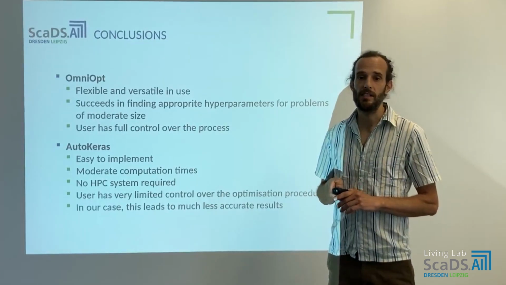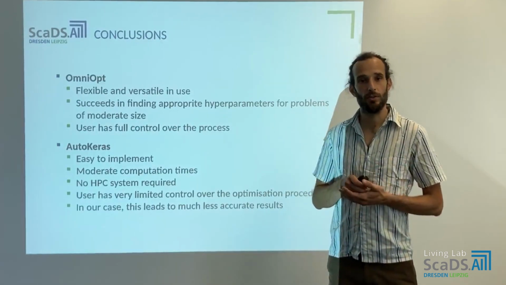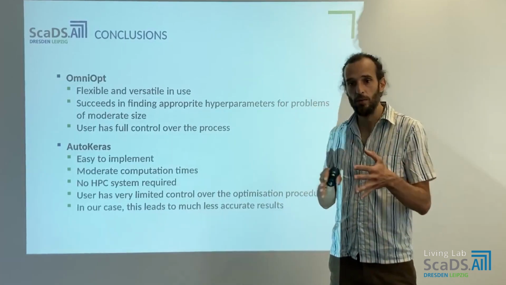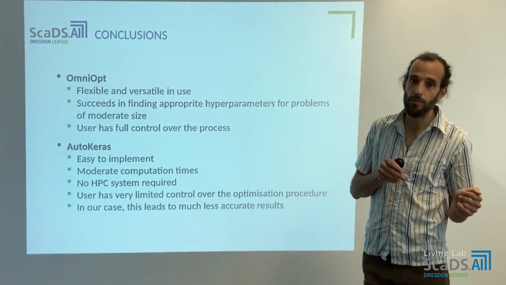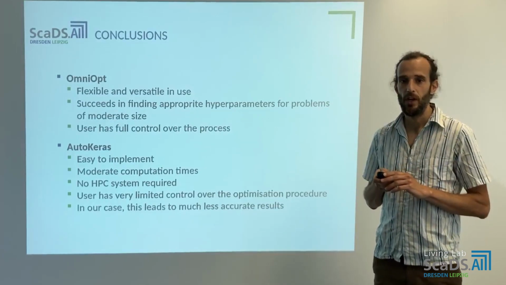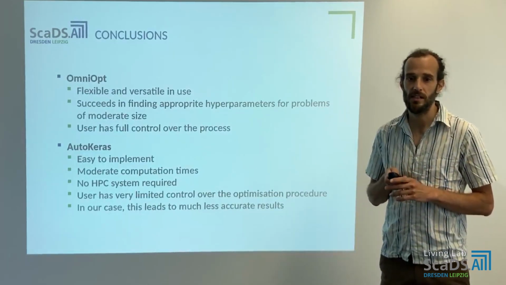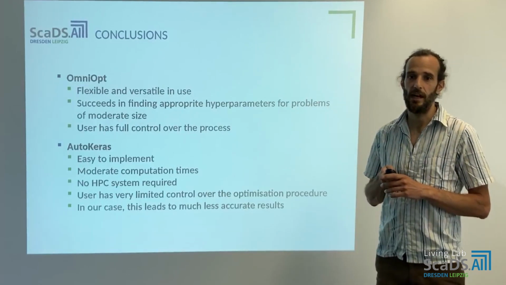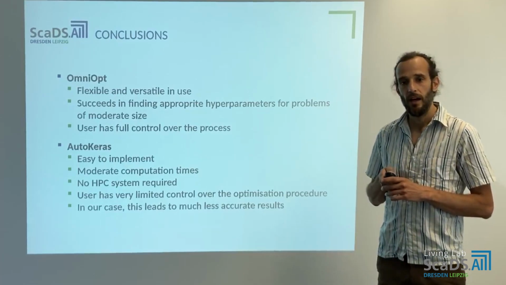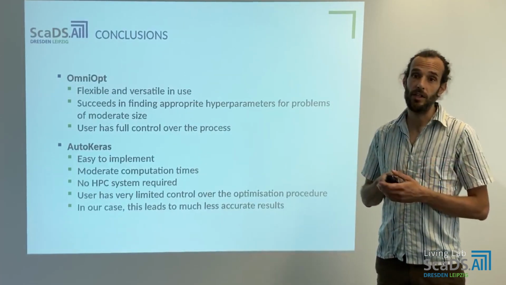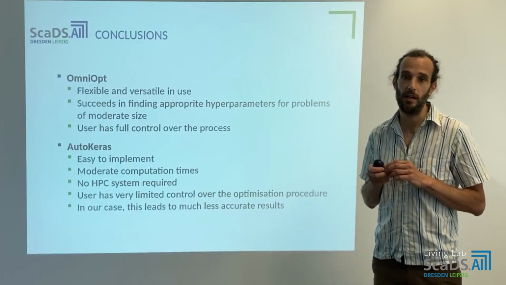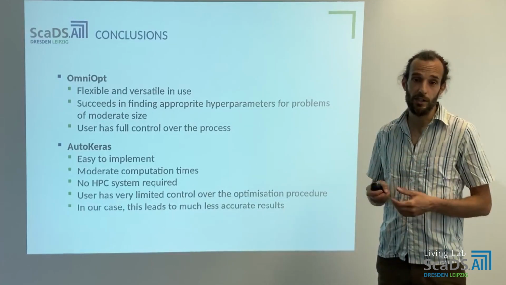An important point is that the user has full control over the whole process, so you can precisely determine what you want to optimize, what you don't want to optimize, and which special features you want to bring in. And in our case, we succeeded in finding an appropriate hyperparameter set for the problem. But you have to consider that you have to do some work. It's not fully automatic, and that you really need an HPC system.